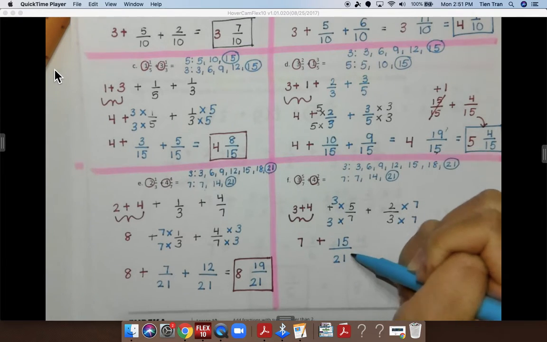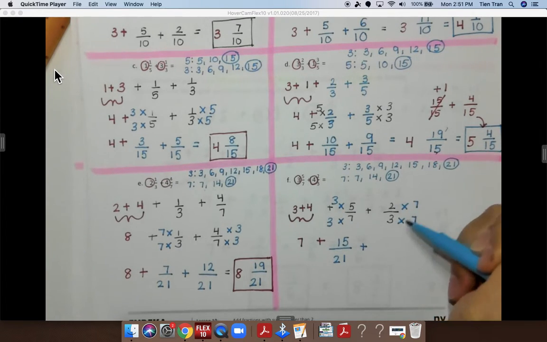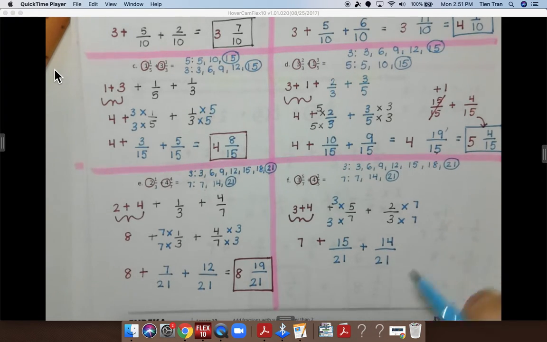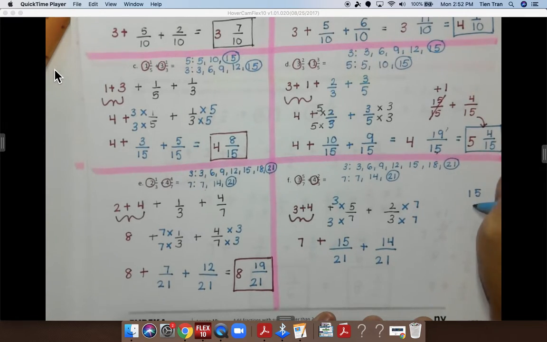7 is equal to 21. 2 times 7 is 14. And 3 times 7 is 21. Now, what I have here is 15 plus 14, so I'm going to add that together for you guys to see.